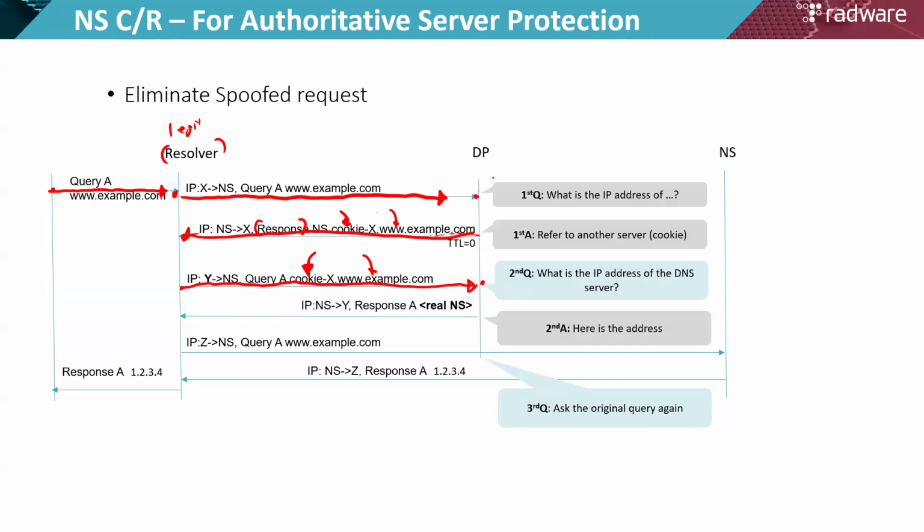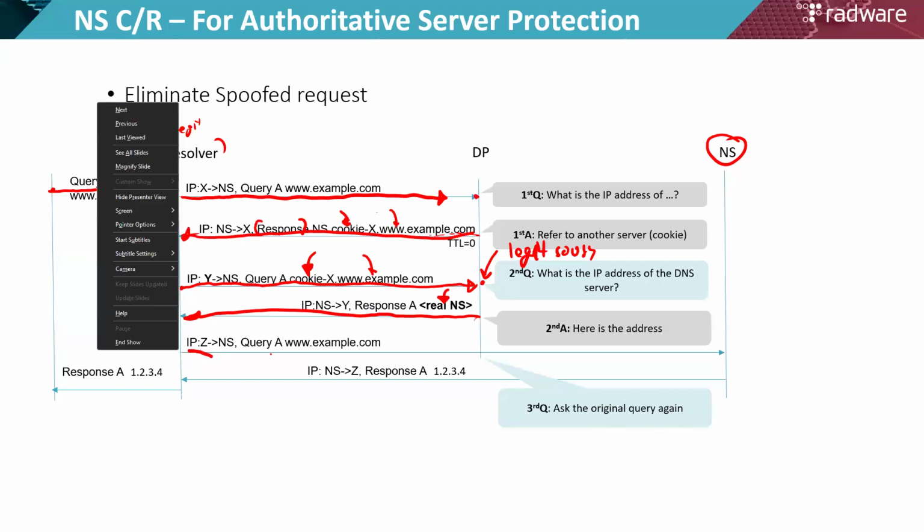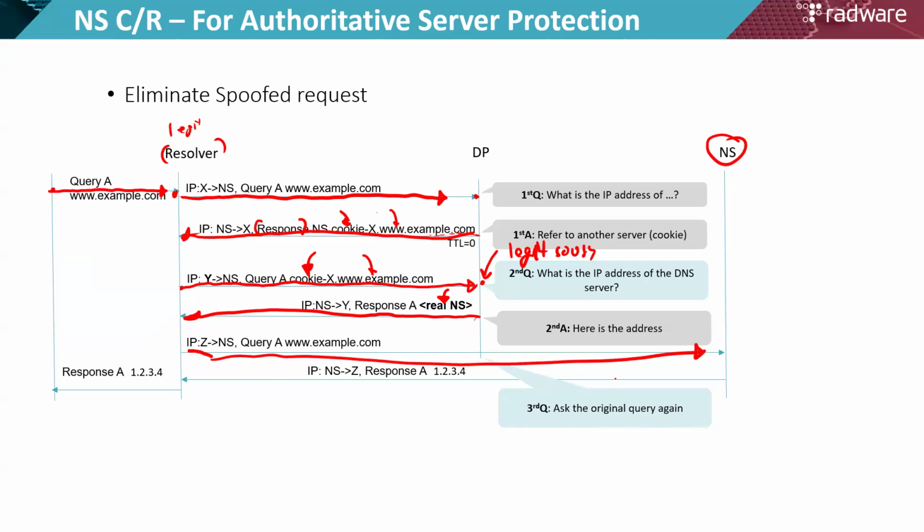Okay, so now the Defense Pro at this particular point categorizes that this resolver is a legit source, and hence now I can supply the actual name server details to that resolver. So now the Defense Pro sends the response back stating that this is the IP of the real name server that you need to go to in order to get this. Okay. So now the request will directly go from the resolver to the name server, and the name server can then respond with the IP address of that domain name. So this is how the name server challenge works, which basically eliminates spoofed requests.